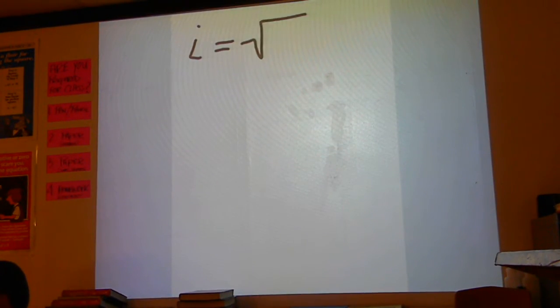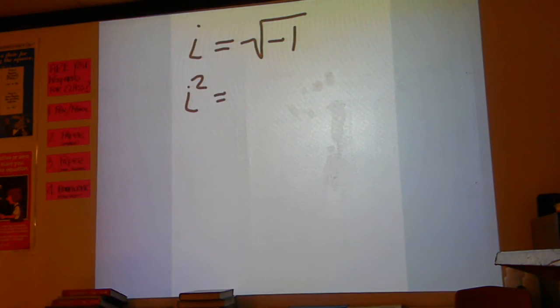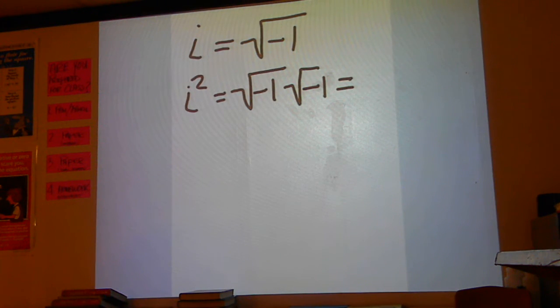Okay, imaginary numbers. This is an imaginary number, I, and that's equal to the square root of -1. Now, of course, if you square that, if you have I squared, then that's the same thing as the square root of -1 times itself, which, square root of -1 times the square root of -1, would just be -1.